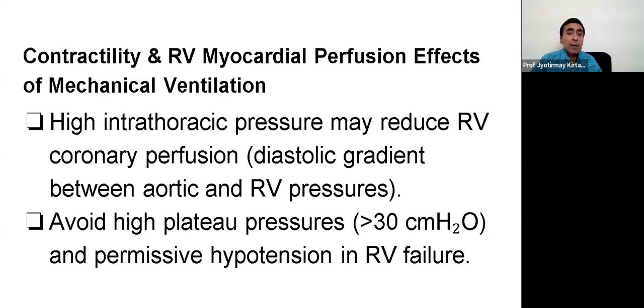So we avoid high plateau pressure and allow a little bit of permissive hypotension in RV failure. We don't try to achieve a normal CO2 level and all these things, and we don't overfill the RV, because if the RV is overfilled, again the transmural pressure would be high and the RV would get less filled, less perfused during diastole.